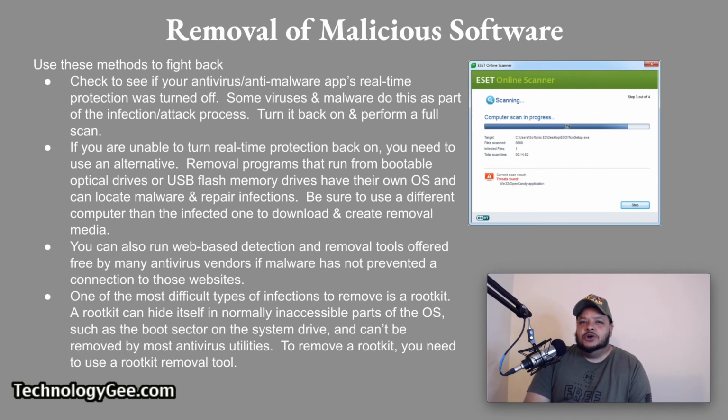One of the most difficult types of infections to remove is known as a rootkit. A rootkit can hide itself in normally inaccessible parts of the operating system, such as the boot sector on the system drive, and cannot be removed by most antivirus utilities. To remove a rootkit, you need to use a rootkit removal tool.